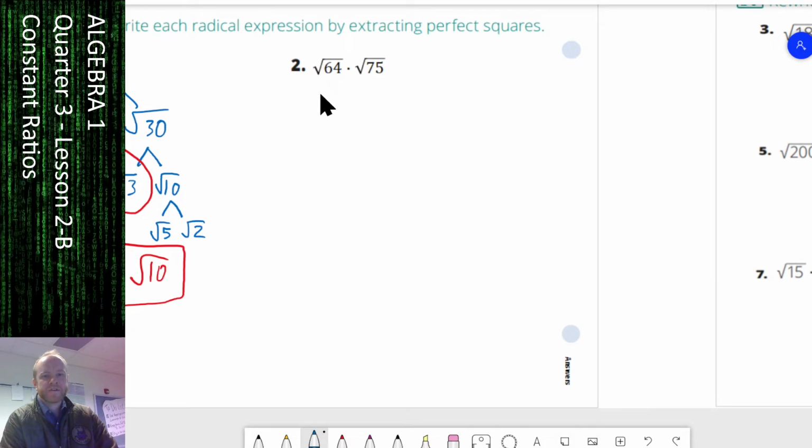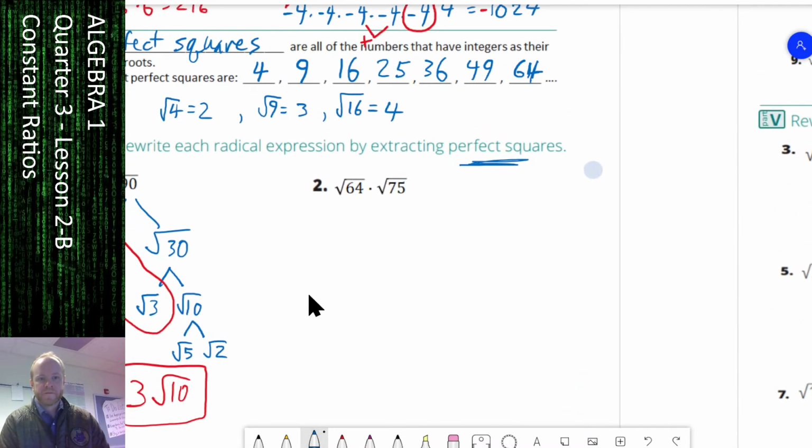It definitely works. You can save yourself some time by factoring it down, not to prime numbers, but down to perfect squares. We made a list of our perfect squares. Here's the list so far, and 64 is on there. So 64, we can extract that whole thing.